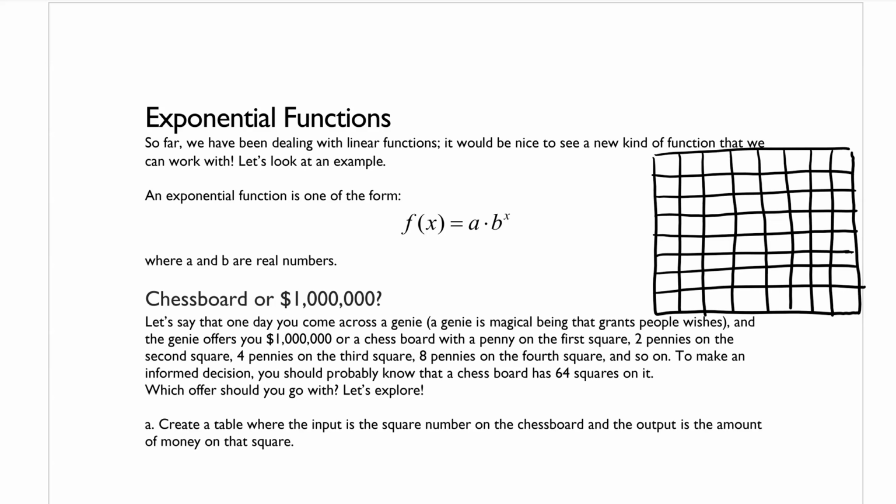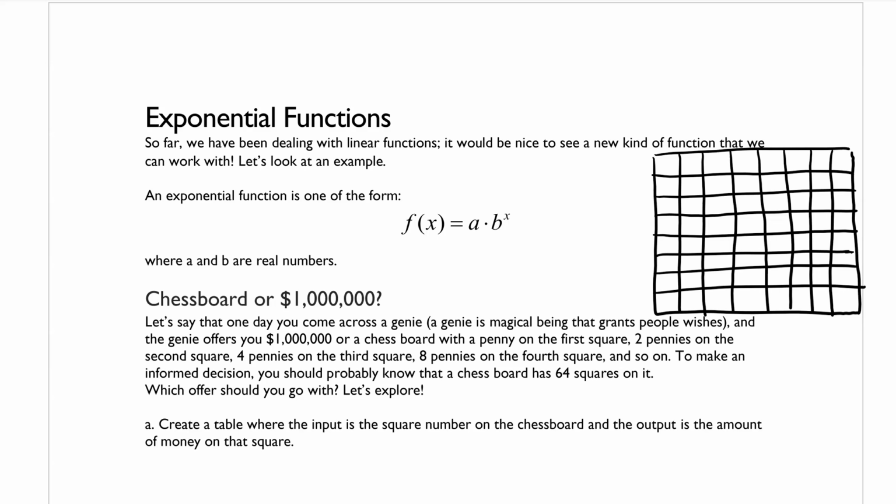Let's look at an example. It says, let's say that one day you come across a genie. A genie is a magical being that grants people wishes, and the genie offers you $1 million or a chessboard with a penny on the first square, 2 pennies on the second square, 4 pennies on the third square, 8 pennies on the fourth square, and so on. To make an informed decision, you should probably know that a chessboard has 64 squares on it. I've actually drawn a picture of a chessboard there. It's an 8x8 grid.